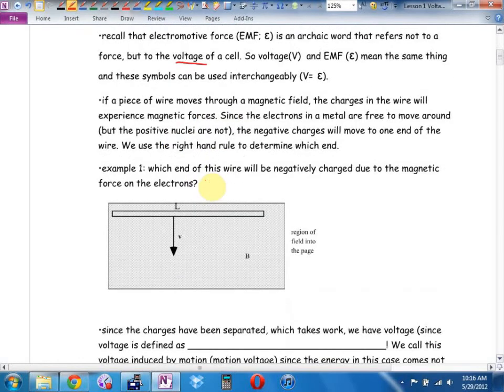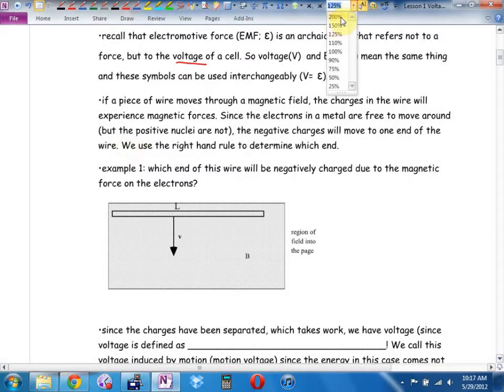Here's what I want you to imagine. Suppose a piece of wire moves through a magnetic field. Because the wire has electrons in it, charges, and they're moving, they will experience a force. The electrons are free to move around, the positive nuclei are not. The negative charges will move to one end of the wire. We're going to use the right-hand rule. Even though we know that electrons move, we're going to pretend that positives move to make our life easy.